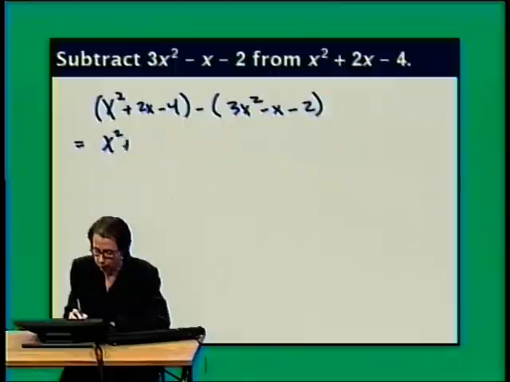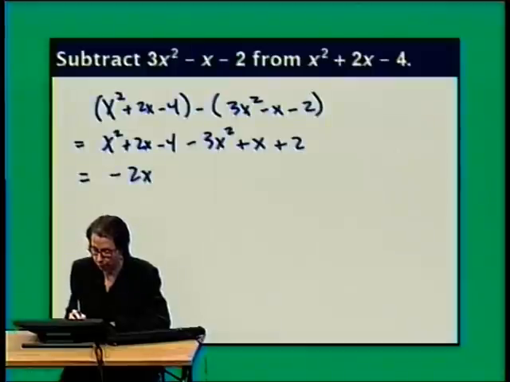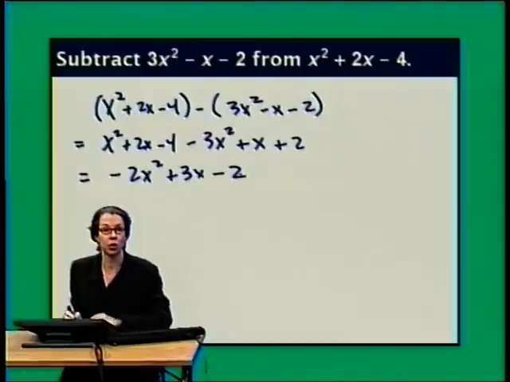I need to remember to subtract each term in the second trinomial. So getting rid of the parentheses and paying attention to sign, I'm subtracting 3x squared, I'm subtracting the opposite of x, and I'm subtracting negative 2. Now combining like terms, I have minus 2x squared plus 3x minus 2.